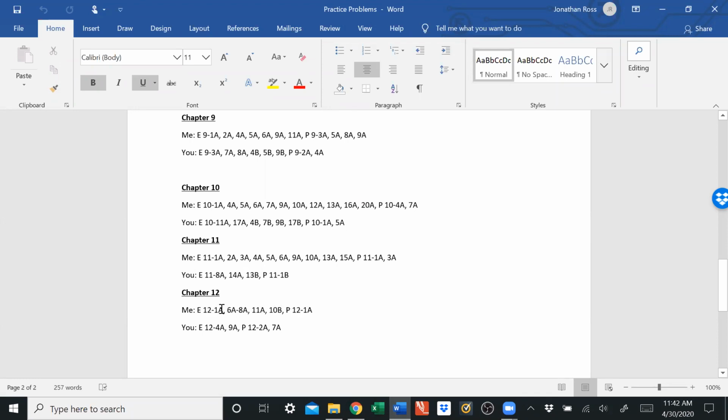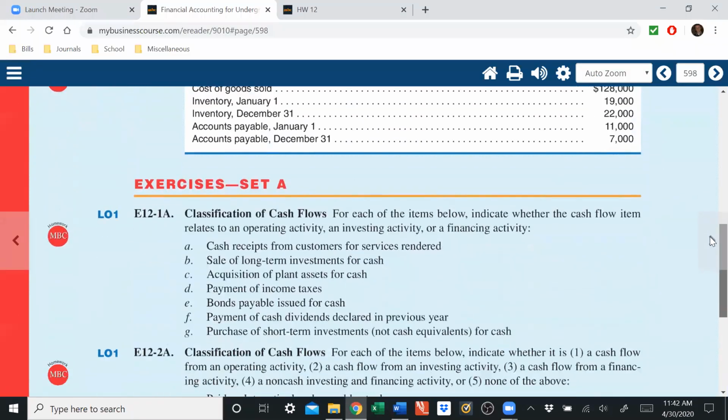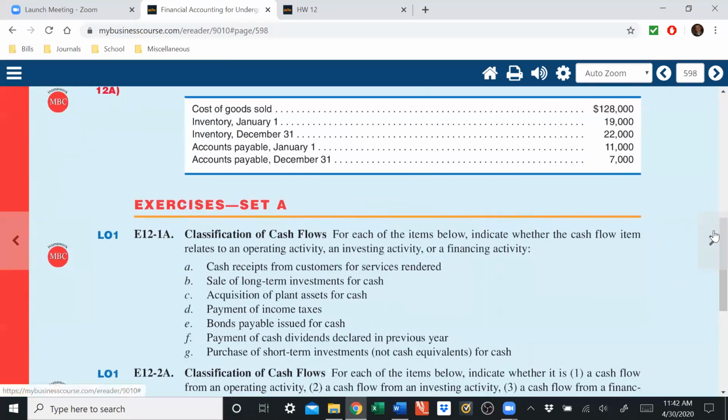So first we'll work just exercise 12.1a. So here's the book. It says for each of the items below, indicate whether the cash flow item relates to an operating activity, an investing activity, or a financing activity. So basically put each of these things into the appropriate cash flow category. Where would it appear on the statement of cash flows? Which section?